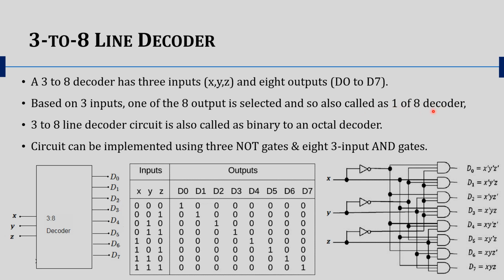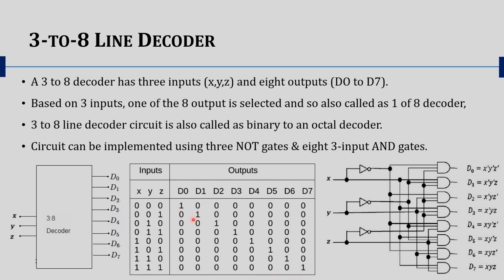This 3 to 8 line decoder can also be called a binary to octal decoder. Now let's look into the truth table of this 3 to 8 line decoder. Since we have 3 inputs, 8 different input combinations are possible. For the combination 0, 0, 0, the output line D0 will be 1. For the combination 0, 0, 1, D1 will be 1. Similarly, for 1, 1, 0, D6 will be 1. For the combination 111, D7 will be 1.